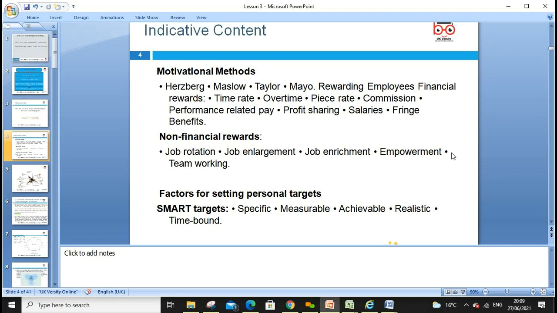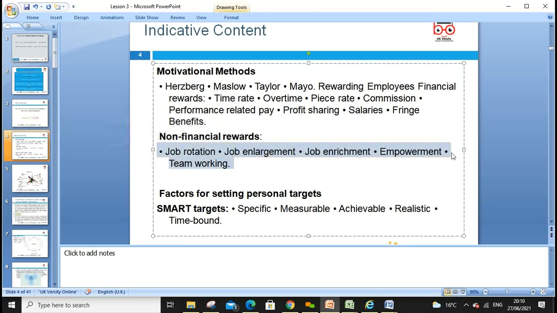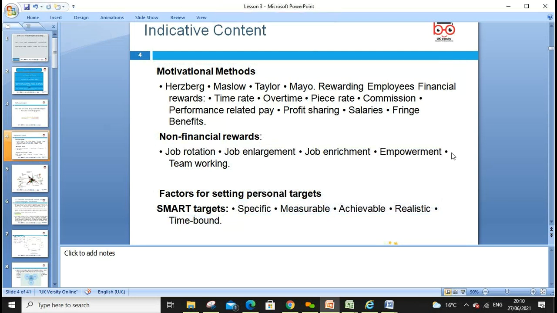Okay, so first of all, we have the indicative content, what we are supposed to learn today. The lesson covers motivational methods. We'll go through the Herzberg theory, Maslow, Taylor, Mayo, and rewarding, which includes financial rewards: time rate, overtime, piece rate, commission, performance-related pay, profit sharing, salaries, and fringe benefits. Non-financial rewards can be job rotation, job enlargement, job enrichment, empowerment, and team working. That's all what will be focused on in our lesson.